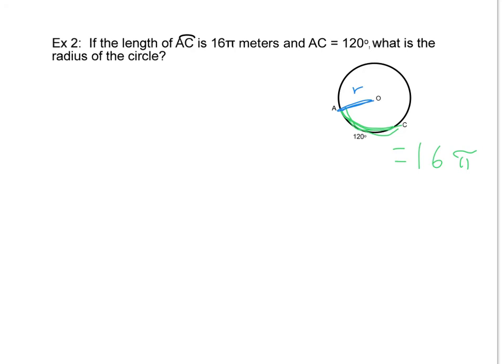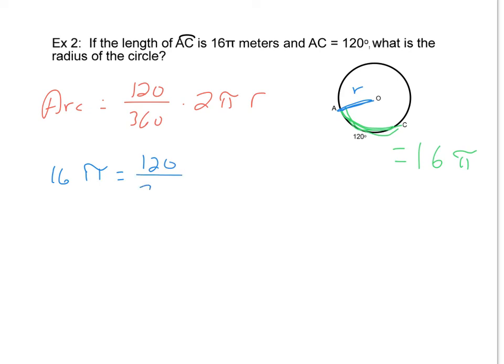So again, let's do arc length. Arc length is equal to 120 over 360 times 2 pi r. Okay, well, let's put in our numbers. Our arc length is 16 pi. Our angle was 120 over 360, which of course is 1/3, times 2 pi r. r is what we're solving for.